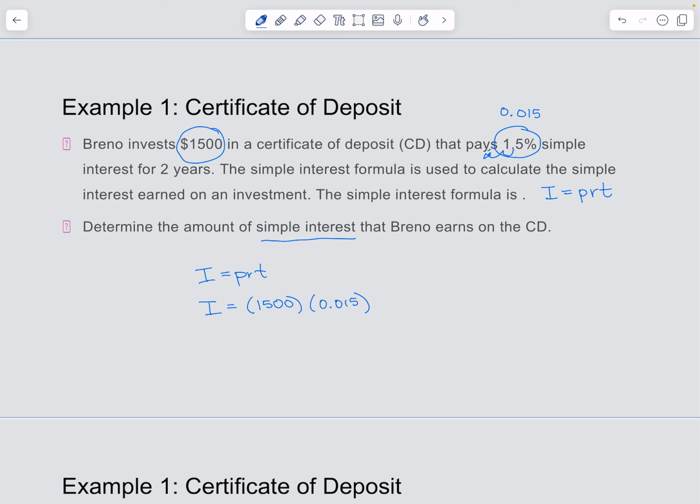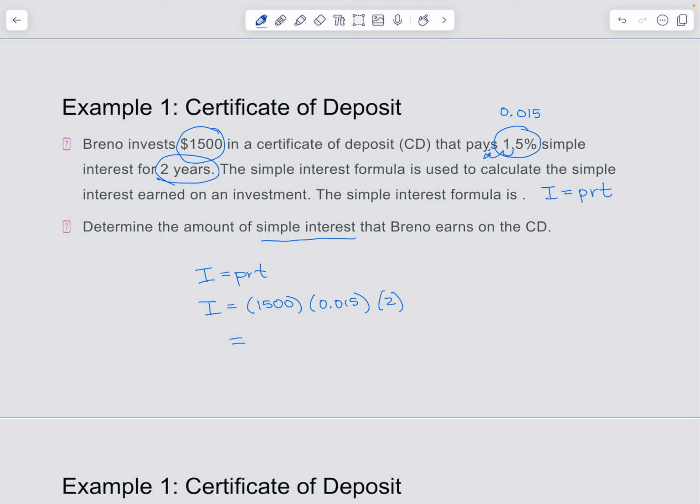Last is the time. In finance in general, we'll be using time in years. This one already gives it to us in years, so we don't have to change anything. We just put a 2. But beware, if they give you something and it's not in years, we want it in years when we're dealing with finance situations. For example, if they say 6 months, that would be 1/2, half of the year.